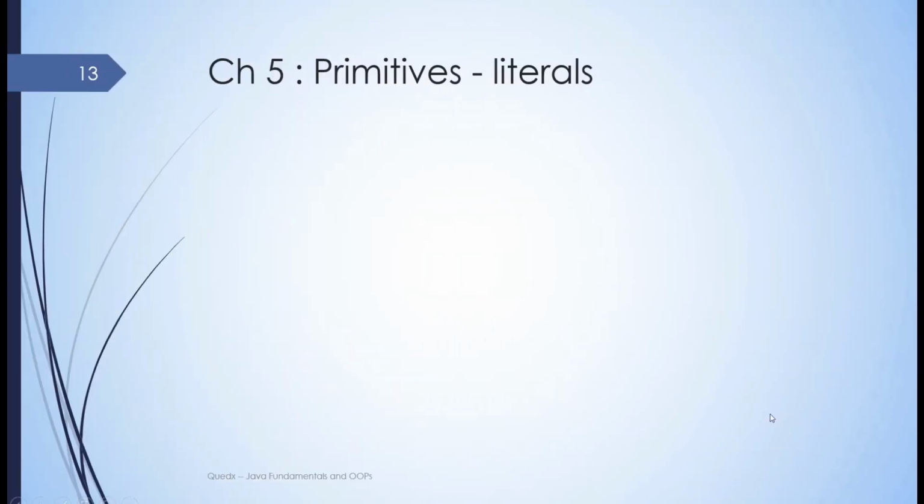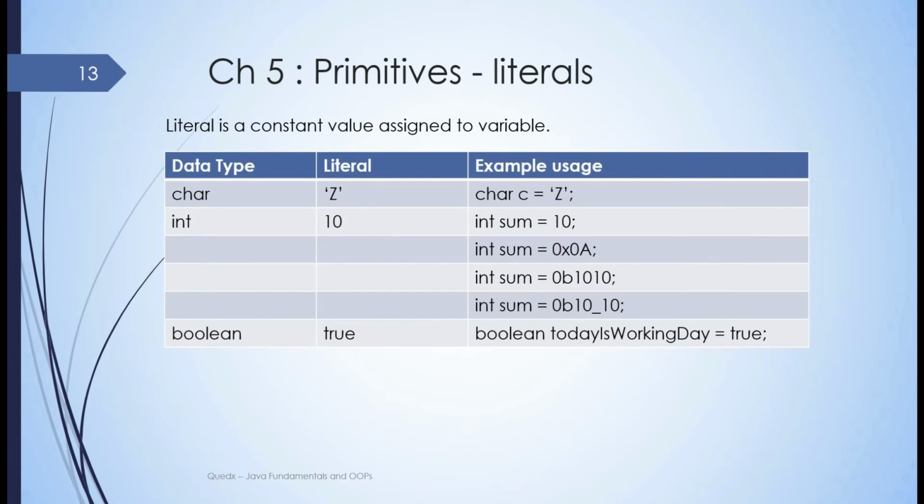Let's take a look at what literals are. A literal is a constant value that is assigned to a variable. Very simple. Here are some examples of literals. For a char data type, in single quotes, Z will become a literal for the character data type. So we are doing char c equals, in single quotes, Z. Another example, int: the literal value is like 10.